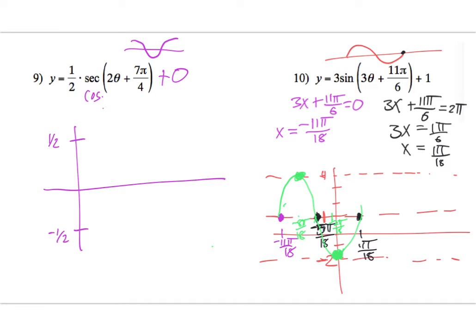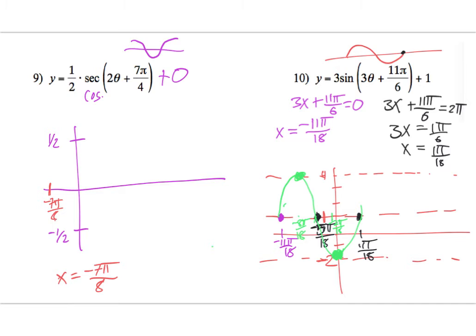So do the same thing we always do. We've got 2x plus 7 pi over 4 is equal to 0. Move it to the other side, divide by 2, and we've got x. I'm going to not do this here because my graph is going to end up there. I'll do this down below. So I've got x is equal to negative 7 pi over 4 divided by 2, so negative 7 pi over 8. Negative 7 pi over 8.